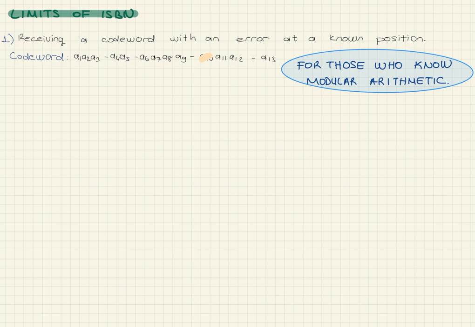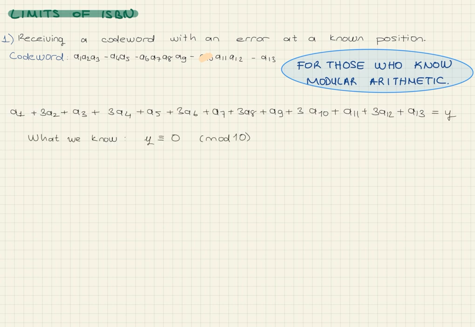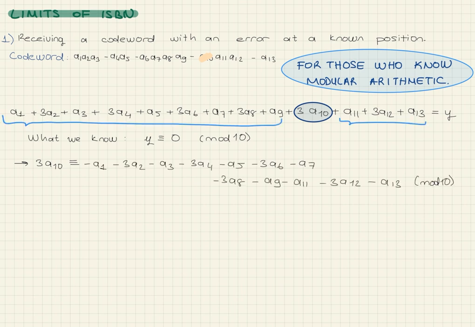Given an ISBN number whose 10th digit is not readable, assume that we are trying to find out the value of this digit. We consider the following sum. Let's say y. All we know is, for a valid ISBN number, y is congruent to 0 modulo 10. But this means 3 times a10 is congruent to minus 1 times all of the other summands.